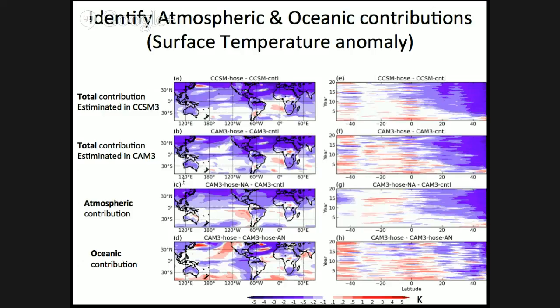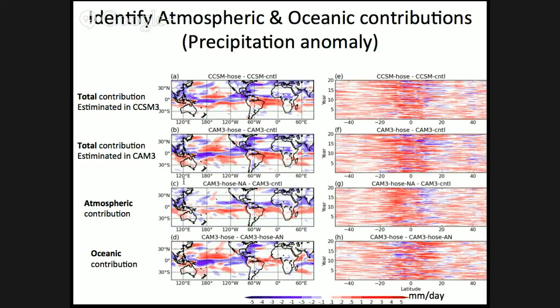And these warmer spots are associated with the western boundary current, because the location where the western boundary current leaves the continental coast is very sensitive to the local ocean condition. So it's reasonable that this is the oceanic contribution.